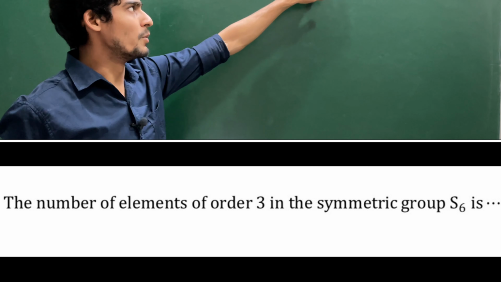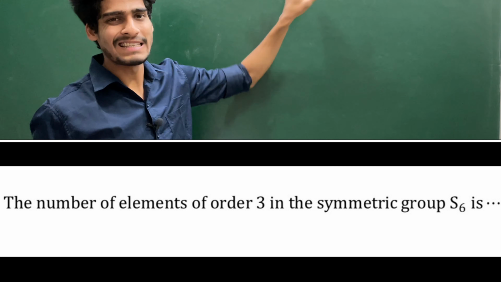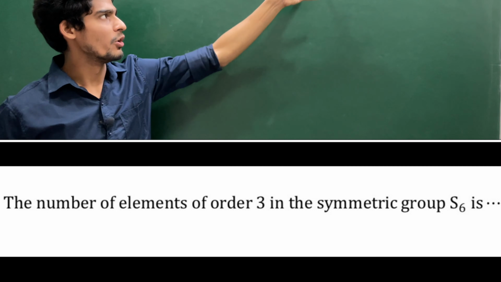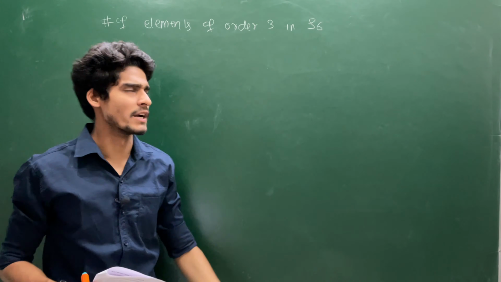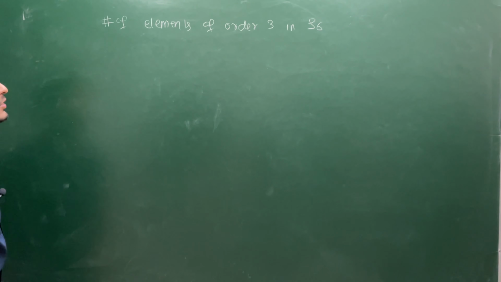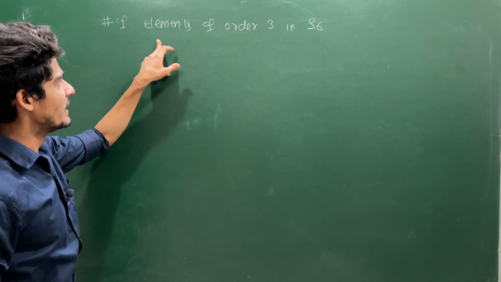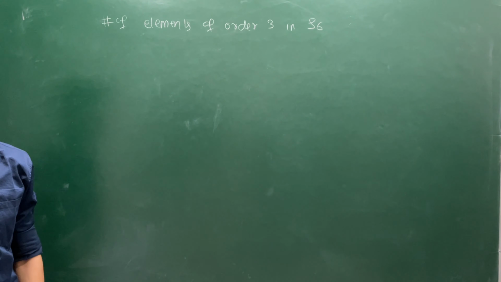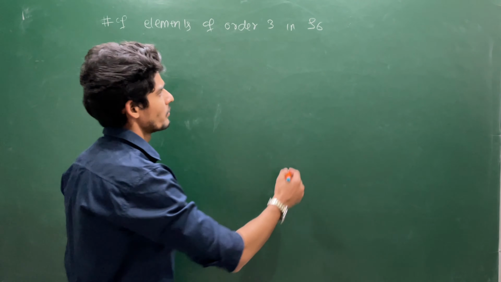S6 is the group of all one-one and onto functions defined on 6 symbols. 6 symbols you can choose either A, B, C, D, E, F, or you can choose 1, 2, 3, 4, 5, 6. Generally I work with 1, 2, 3, 4, 5, 6. So we need to find the number of elements of order 3. How does an order 3 element look like?